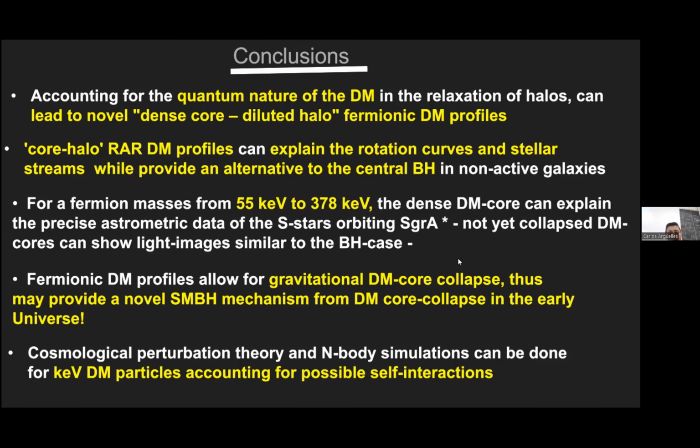But I think it's important to say once again that it's not trivial at all to have a distribution of dark matter that, with an Einstein equation solution, can account for the rotation curve data, and all the way to the center be in agreement with astrometry data of stars and also with the image caused by photons. This is far from a trivial result and very interesting, and I think it is worth continuing to investigate. And finally, as I said, this fermionic distribution can provide a supermassive black hole formation mechanism in the early universe. And finally, cosmological perturbation theory and N-body simulations can be done for these keV dark matter particles, including as well for possible self-interactions. Thank you.